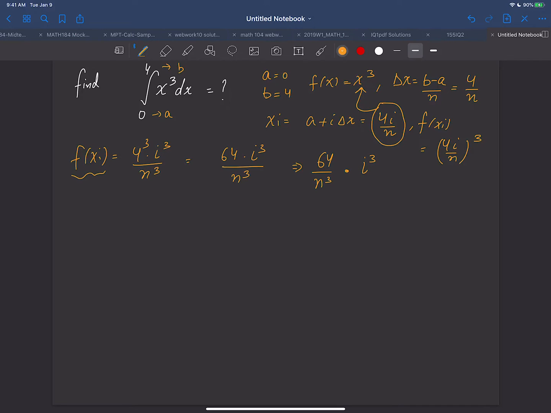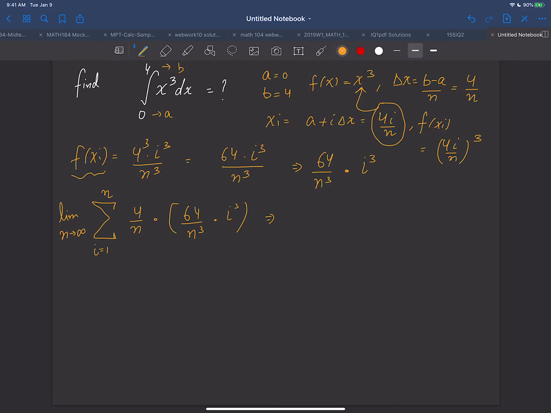Now that I have my f of xi, I have my delta x, I can definitely make my Riemann sum, and we'll figure out how to solve it, right? So let's write the Riemann sum first. The Riemann sum is going to be the limit of n going to infinity, i starting from 1 going up to n, and then your delta x is 4 over n times your f of xi, which is 64 over n cubed times i cubed. Okay, so we got this.